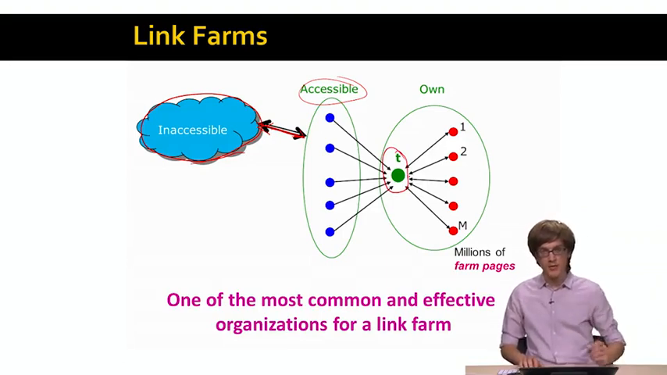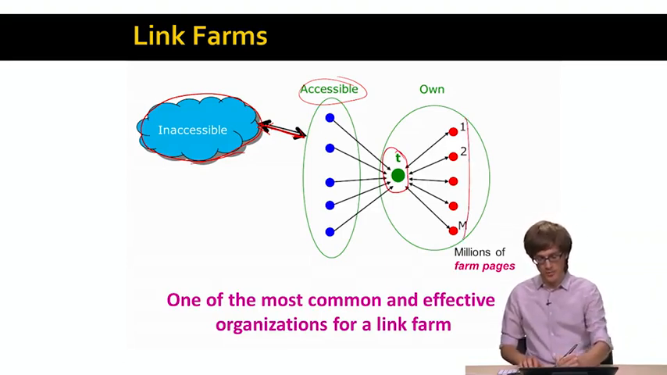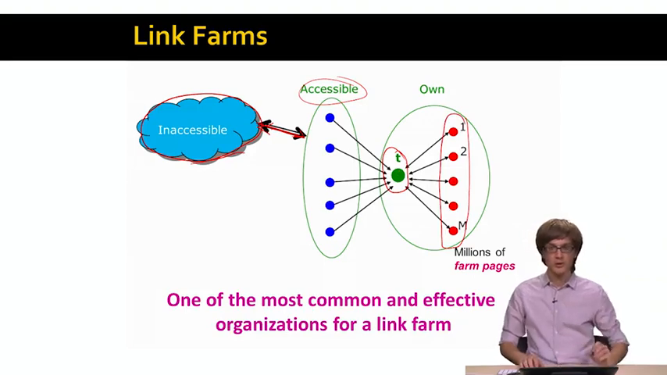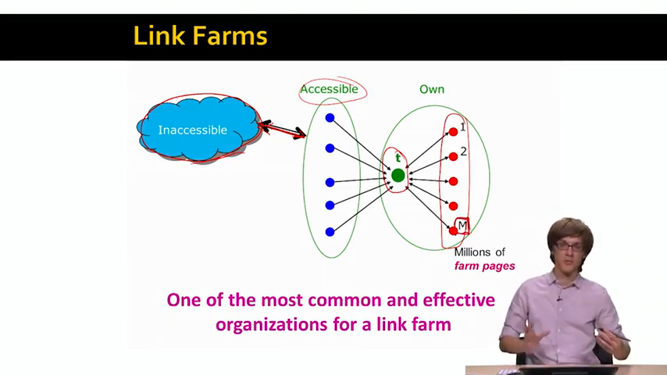And then what the web spammer can also do is take the web pages that they own, and make all these web pages point to the target page T, and the target page T can point back to these pages. And the idea is that the number of these pages is huge. We will call the number of these pages M, and think of them as millions of farm web pages, because they are very cheap to create. So now, this is actually one of the most common and most effective link farm topologies.